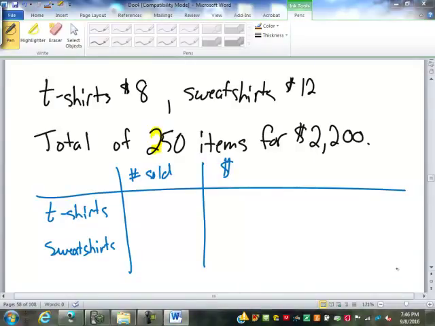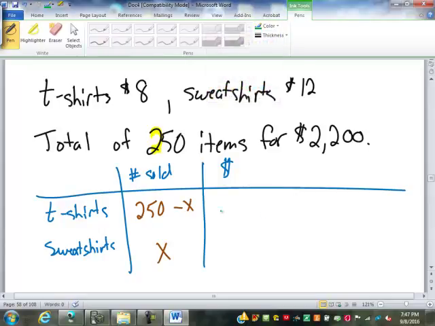I realize some of you are still working, but let's take a peek. Which one's going to be X? Sweatshirts? Okay. What's t-shirts going to be then? 250 minus X. Now, it really doesn't matter which one we make X here. We saw that in the last one. But it's easier if we let the one that's the higher price be X, which is the t-shirts. That just keeps us from having to deal with negatives.